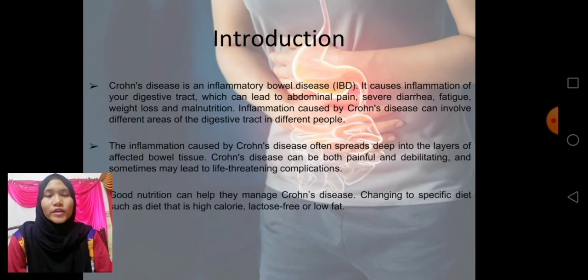What is Crohn disease actually? Crohn disease is an inflammatory bowel disease that causes inflammation of our digestive tract that can lead to abdominal pain, severe diarrhea, fatigue, weight loss, and malnutrition. So it is important to have good nutrition that helps to manage Crohn disease, for example, changing to a specific diet such as a diet that is high in calories, lactose-free or low fat.